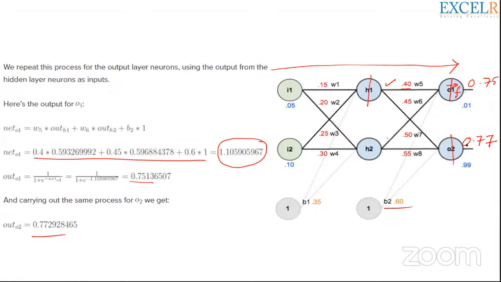But what is the actual output here? The actual values that we are supposed to get are 0.01 and 0.99. The difference between these is called error. Alright? Error.